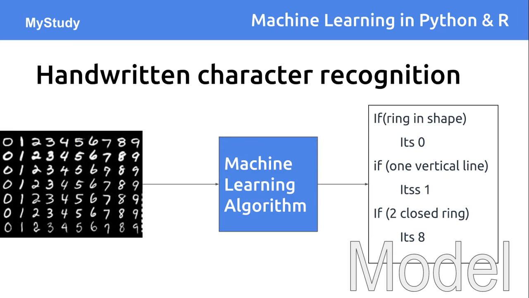Instead of writing those rules, what a machine learning system does is take a very huge bunch of numbers, written in different ways, which we call training data, and supply it to the machine learning algorithm. The algorithm will automatically generate those decision making statements that we had manually observed in our earlier slides. So if there is a ring in the shape, it's 0, but this time it is not extracted by any human manually; it is extracted by the machine learning algorithm, and that is nothing but the model of whatever data we have supplied to the algorithm.